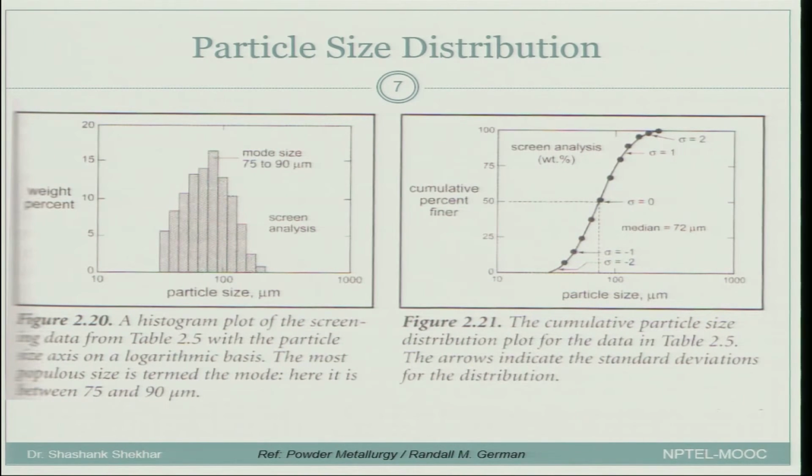So, this is also a very useful way to see how broad the distribution is. Now, here you can even find where the mean is. There you can define it as sigma equal to 0, and then you can define sigma equal to -1, sigma equal to +1, and corresponding to that you will have the diameter.